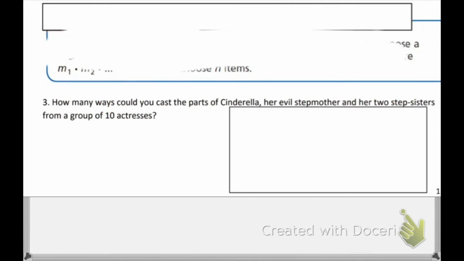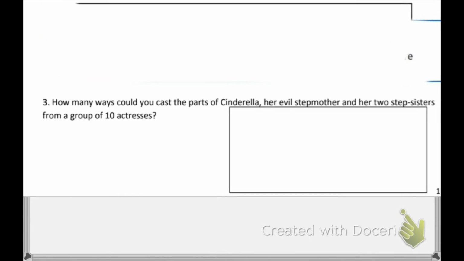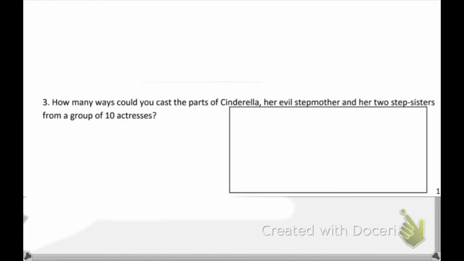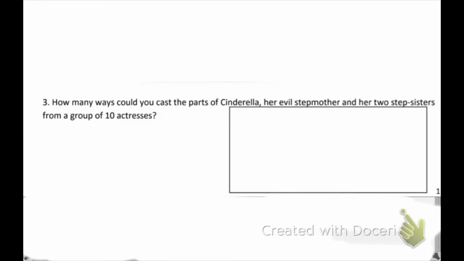Alright, so we already did that. Ignore that. Let's look at example number 3. And you'll see in your notes all these boxes here.